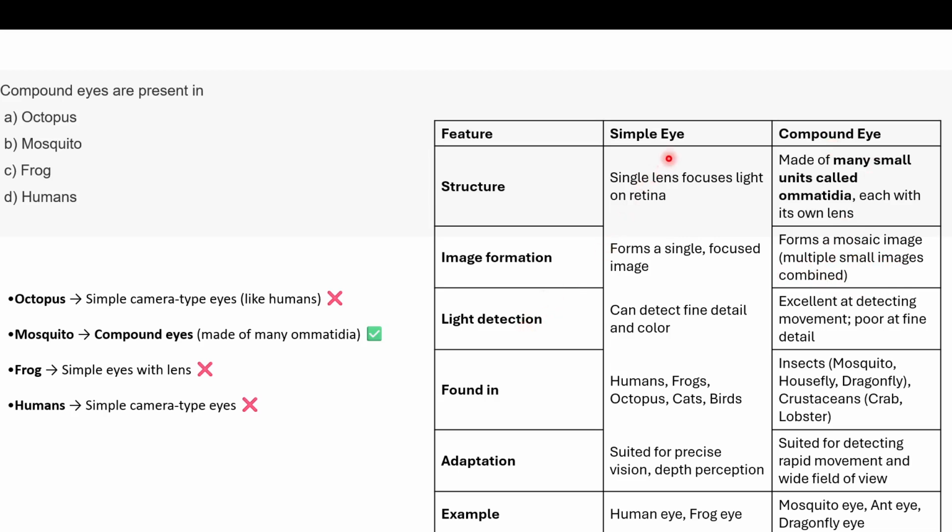If we talk about light detection, a simple eye can detect fine details and color, and compound eyes are excellent at detecting movement but poor at detecting finer details. Simple eyes are found in humans, frogs, octopuses, cats, birds, etc. Compound eyes are found in insects, crustaceans, crabs, dragonflies, mosquitoes, houseflies, cockroaches, etc. A simple eye is suited for precise vision and perceiving depth, and compound eyes are suited for detecting rapid movement and a wide field of view. Okay. Again, the examples are the same.